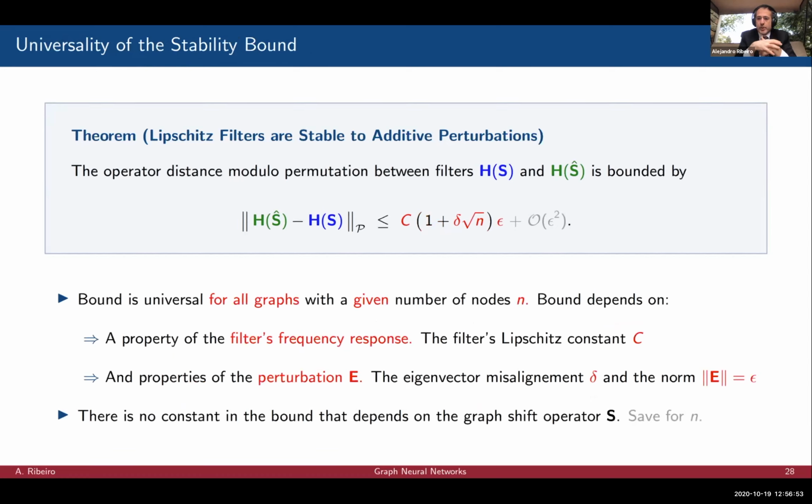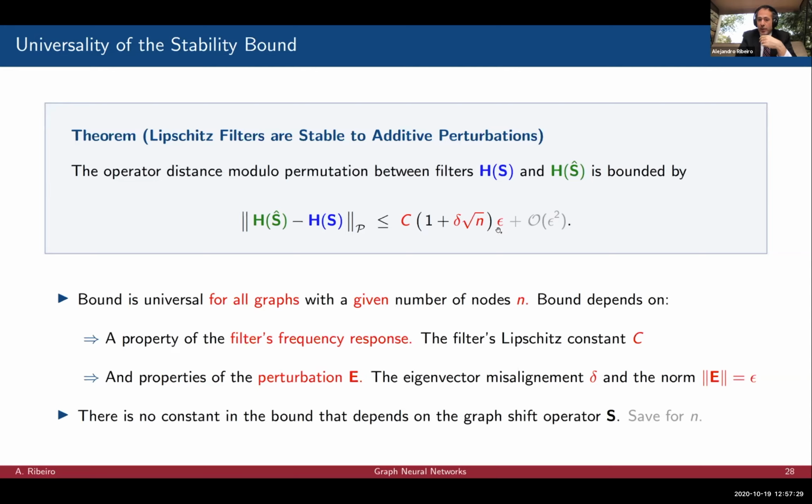The second important aspect to remark here, perhaps more important than the first, is that the bound is universal for all graphs of a given size. There is no parameter here that depends on the graph. It doesn't depend on spectral gaps, doesn't depend on any spectral property of the graph, doesn't depend on degree values, etc. There's nothing here that depends on the graph. There's a property of the filters, C. There's a property of the error matrix, delta. There's a property of the graph, of course, that's n. That's why I say that the bound is universal for when the number of nodes is given.